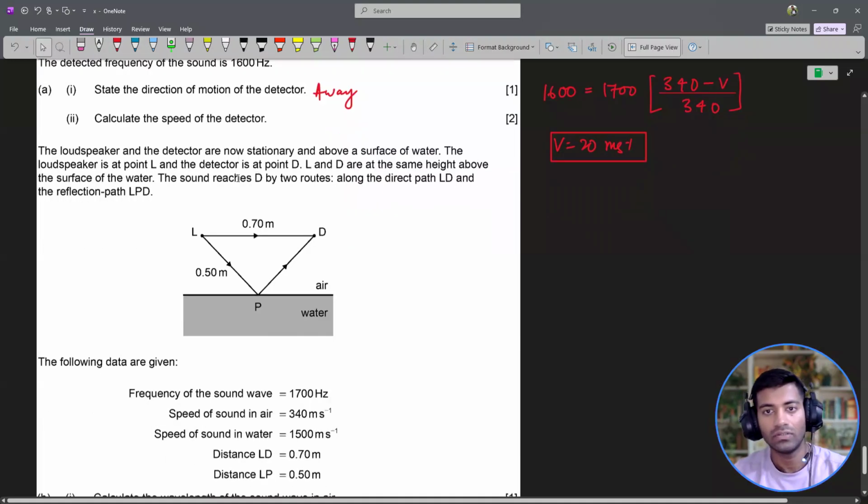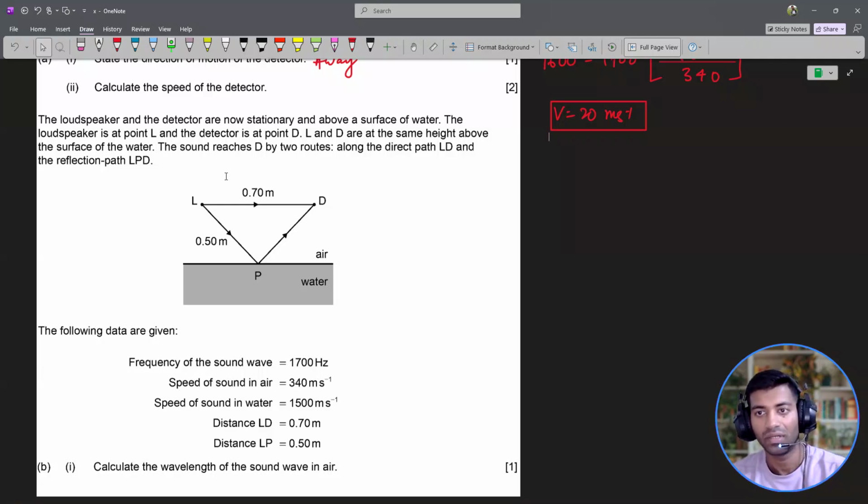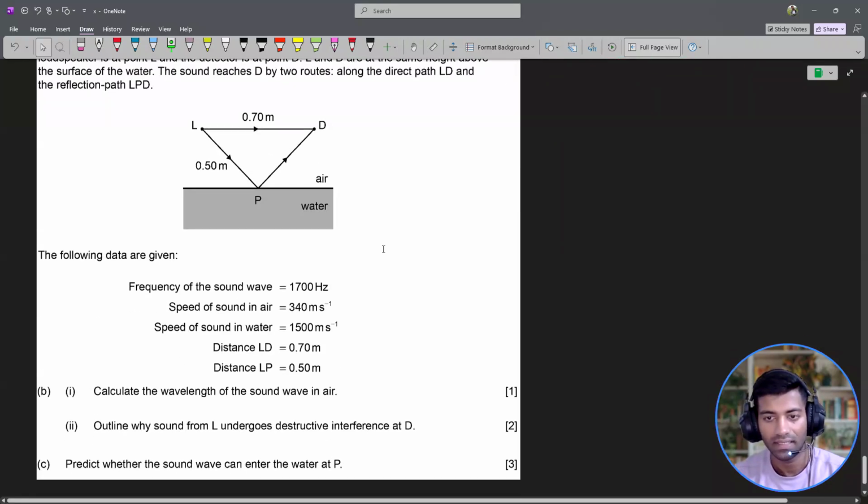Moving ahead, a loudspeaker and a detector are now stationary and above the water surface. The loudspeaker is at point L, detector at point D. L and D same height. Sound reaches by two routes, one along LD and the other along LPD. Okay. Some data is given to us. Calculate the wavelength of sound in air.